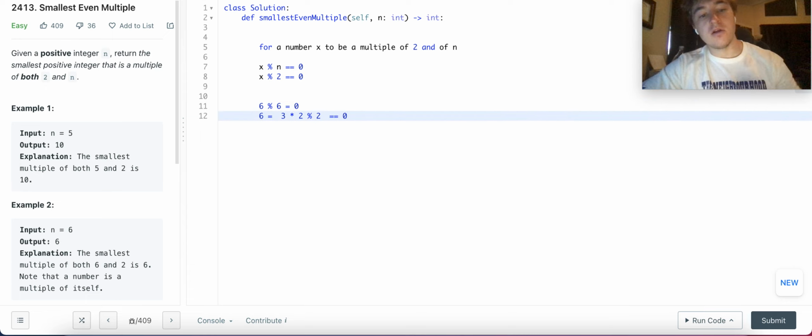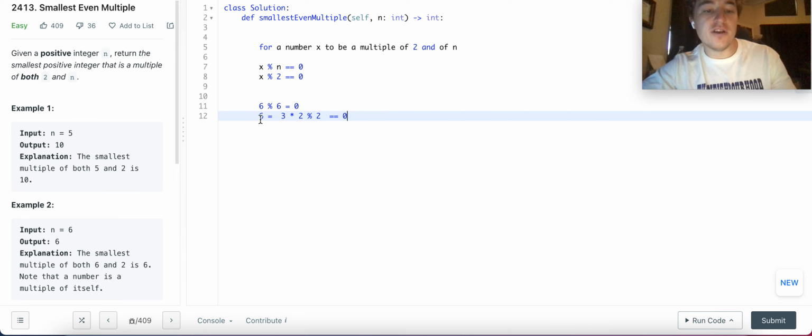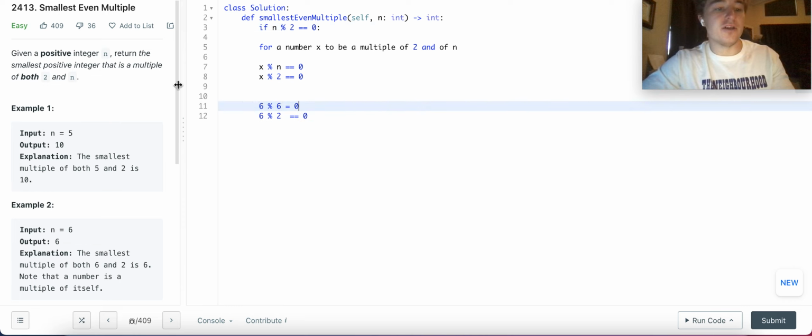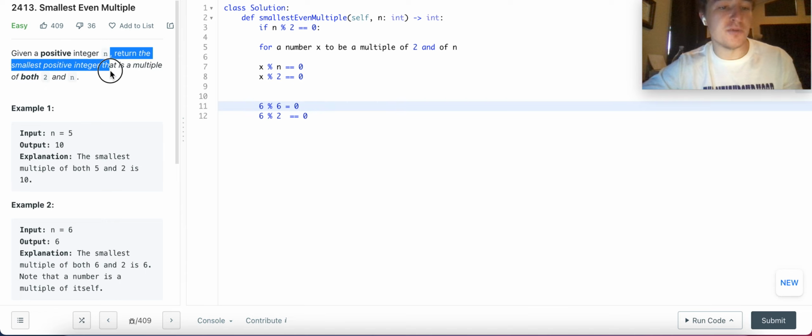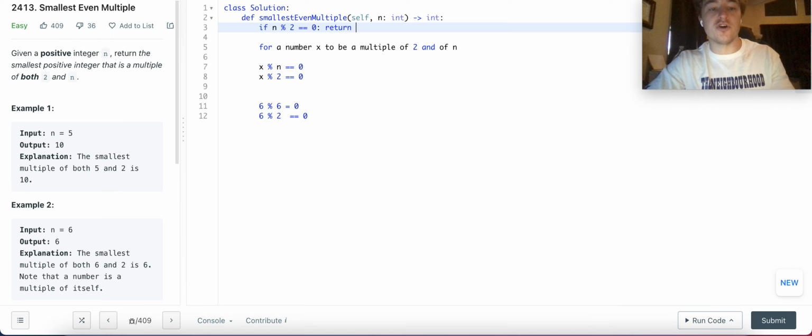So I guess the first thing you have to do is say, well, if the number is a multiple of 2, you don't need to find what this multiple is. If you mod the number by 2 and you get 0, that means that it's a multiple of 2. So if n mod 2 equals 0, well then, it also mods itself and equals 0. So it itself is the smallest positive integer that is a multiple of both 2 and n. So we would just return n itself.